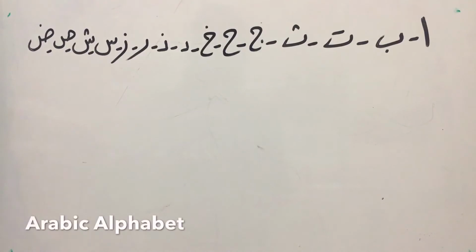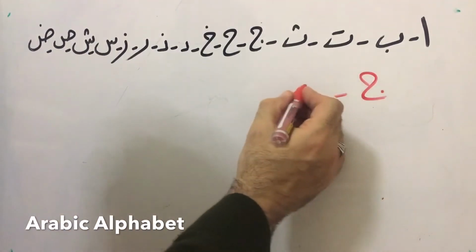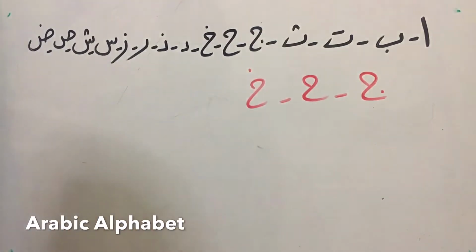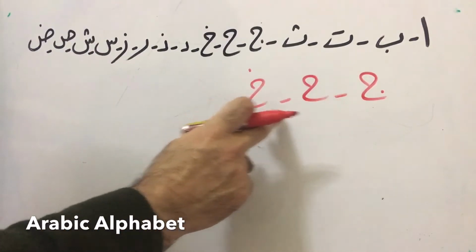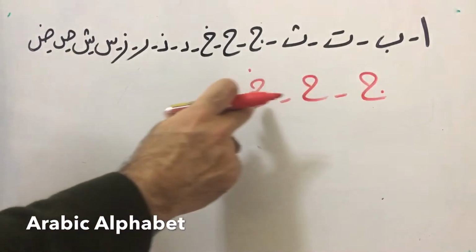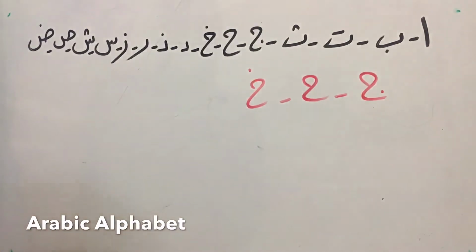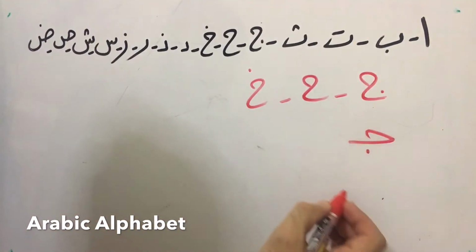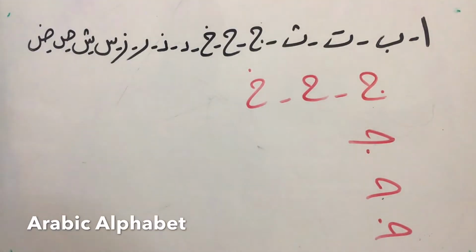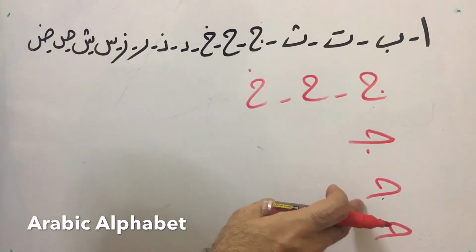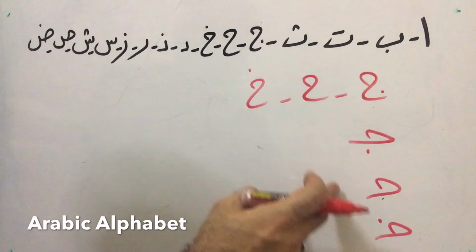The same is with Jim, Ha and Kha. They are similar, but they differ in the dots. Jim and Kha have dots, Jim under, Kha over. Ha has no dots. So all of them at the beginning of the word are like this: Jim, Ha, and Kha. You can see that here we have like a hand, so we can join them with the letter after.